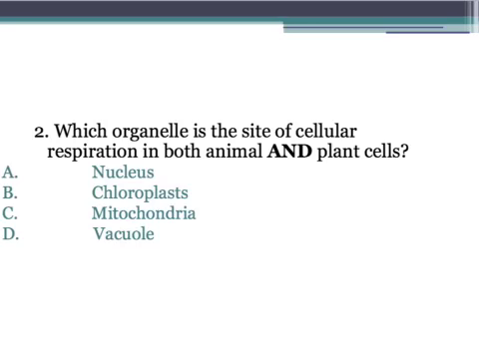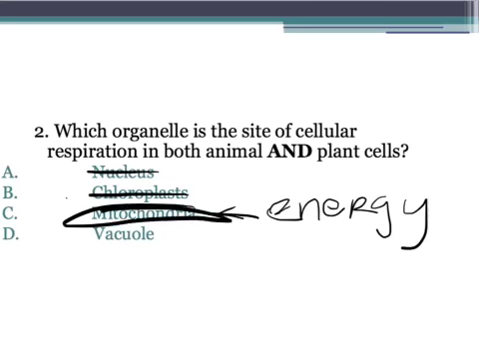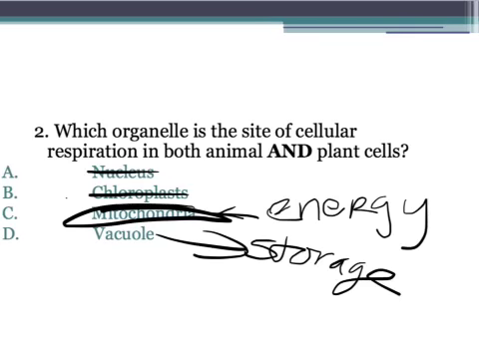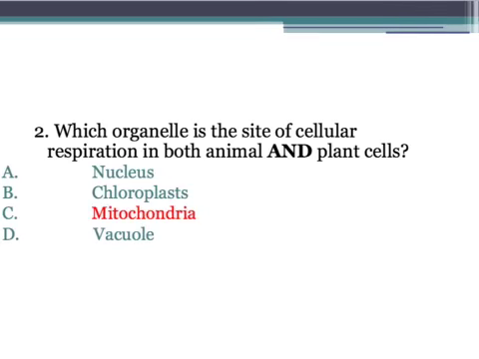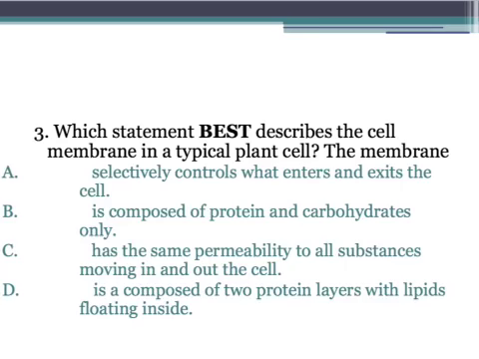Which organelle is the site of cellular respiration in both plant and animal cells? Again, let's figure out what each part does. The nucleus is the control, the brain of the cell, so that's not it. Chloroplasts are only in plant cells, so that can't be it. Mitochondria is energy, and when you think energy, that is respiration, and it's the correct answer. Vacuoles are storage. Again, mitochondria is the correct answer. Yay! I could win Double Jeopardy, maybe.